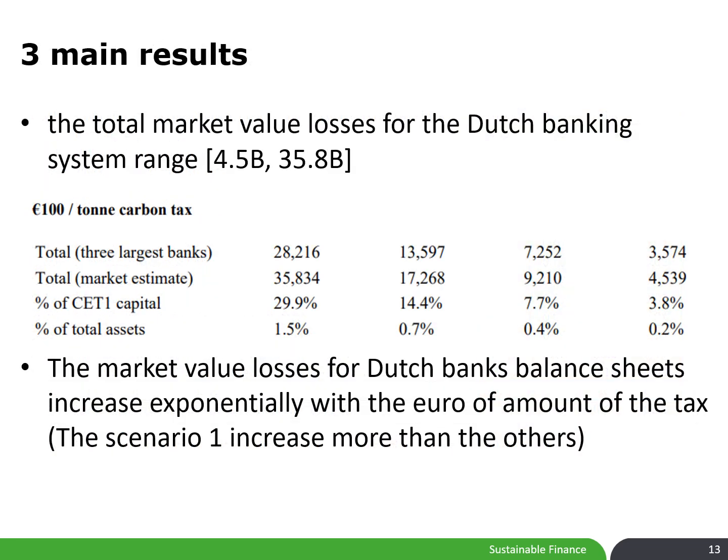As I said before, we can distinguish three main results of our model. The first is that the total market value losses for the Dutch banking system range between 4.5 billion and 35.8 billion. The second result is that the market value loss for the balance sheets of Dutch banks increases exponentially with the euro amount of tax. We can see that scenario 1 increases more than 2, which increases more than scenario 3, and scenario 3 increases more than scenario 4. It can therefore be seen that the timing of the tax and the scope of its application will have an impact on the market value losses.